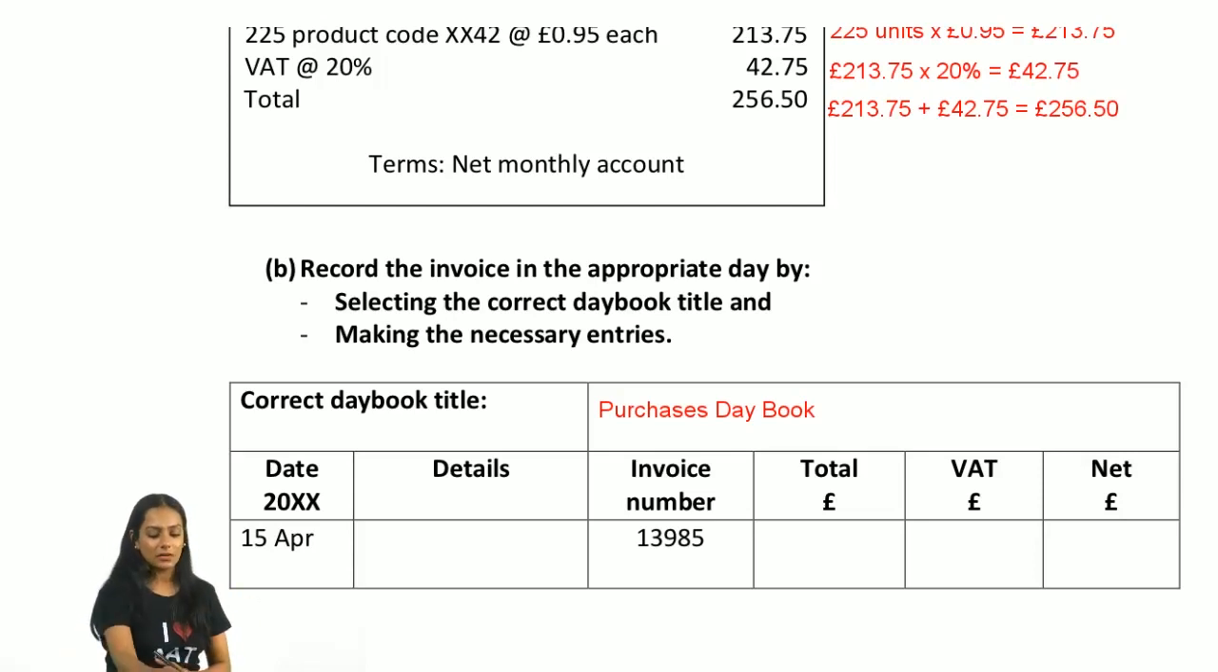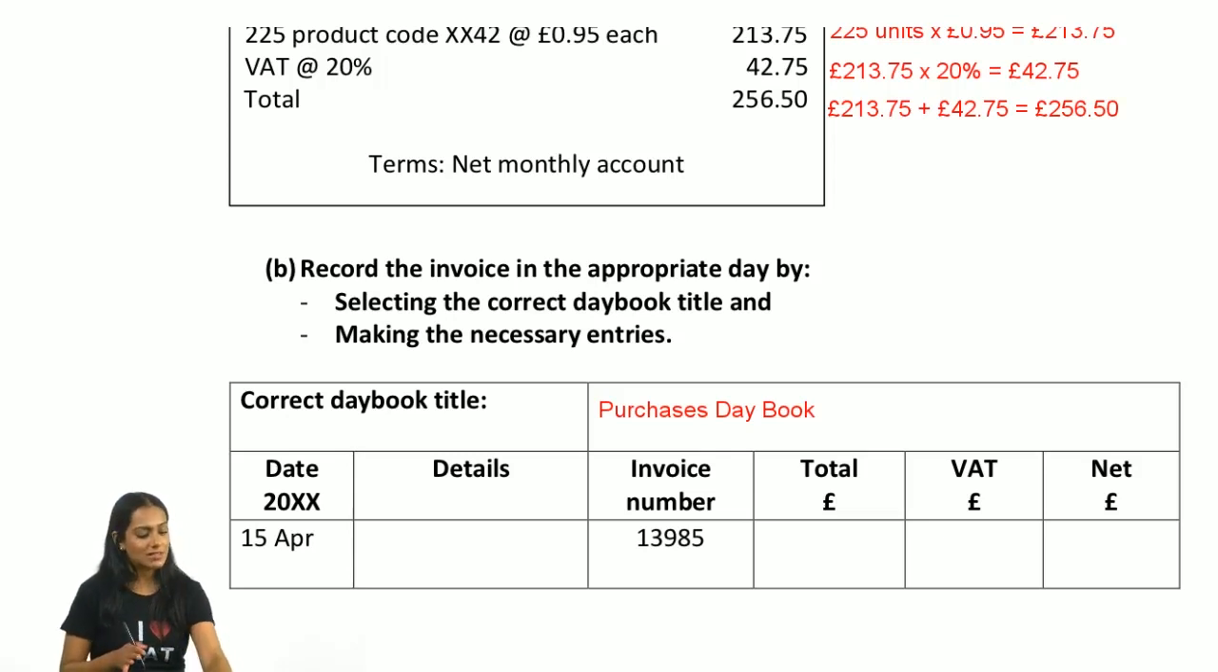Now we're selecting the details. The details are going to be mentioning the name of the supplier. According to the examiner's report, a lot of students put in the customer's name here because they are not able to distinguish who is the supplier and who is the customer. You need to read the question very, very carefully, ladies and gentlemen.